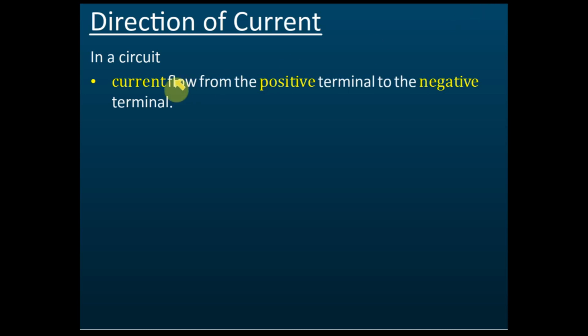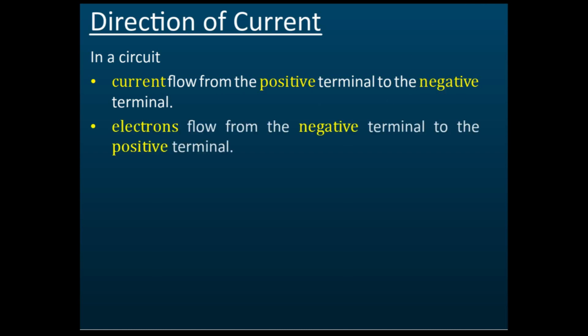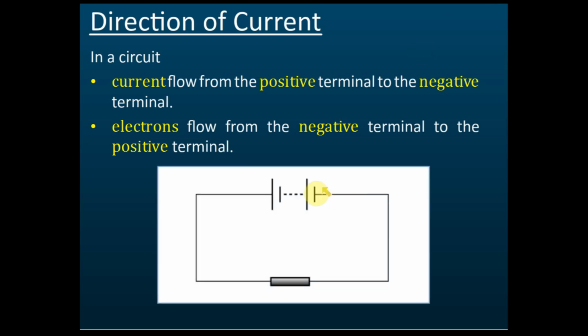So in a circuit, current flows from the positive terminal to the negative terminal. Because in a circuit, you can't see the flow of the charge, right? You can only see the battery. So they give you the battery, something like that, and then they ask you to label the directions of the currents, or label the flows of the currents. So how to label the flows of the current?